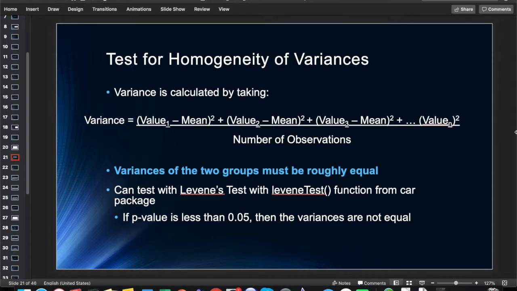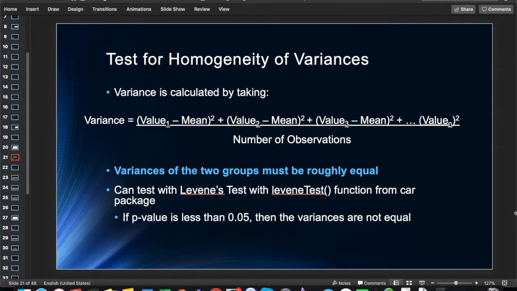So we have our value 1, we would find the mean of everything first. And then we would take value 1 minus the mean and square that value. Value 2 minus the mean, square that value. Value 3 minus the mean, square that value. Go all the way through all of your values, and then you would add them up, and that would be your numerator. The number of observations is in the denominator.